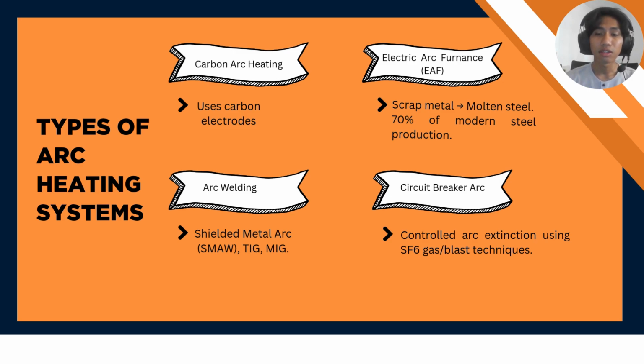Finally, circuit breaker arcs occur in power systems. These arcs are safely extinguished using techniques like SF6 gas insulation or magnetic blowout to prevent equipment damage during switching.